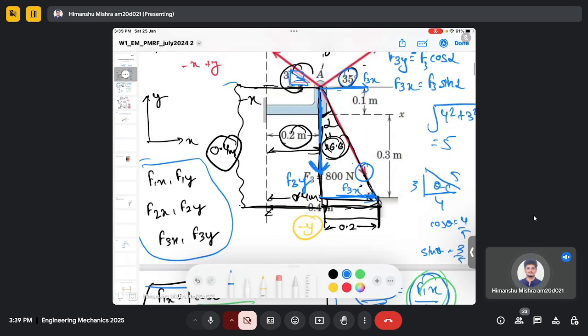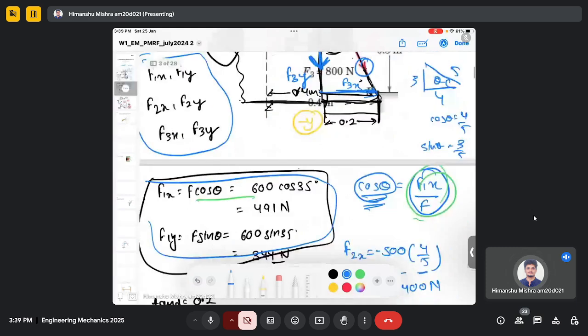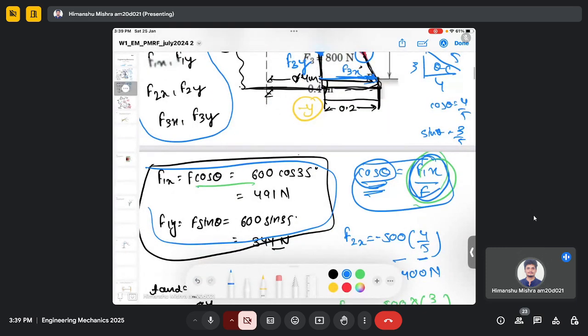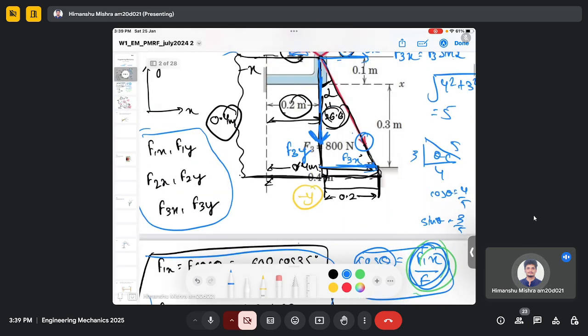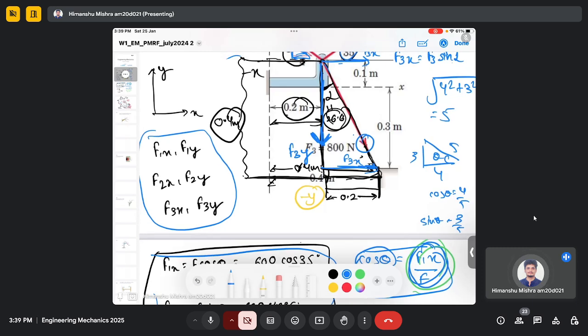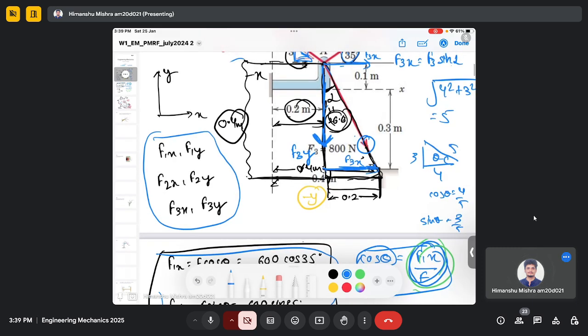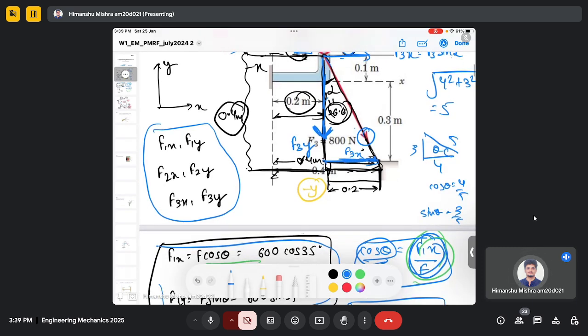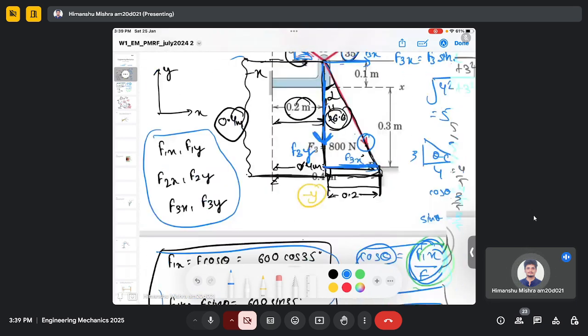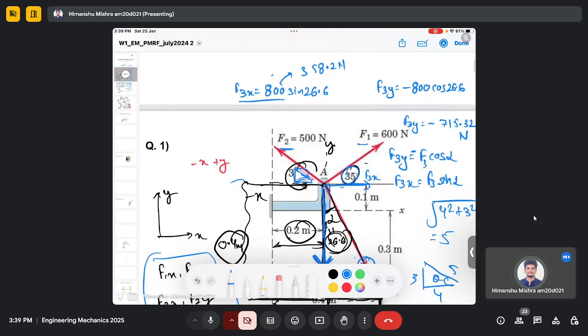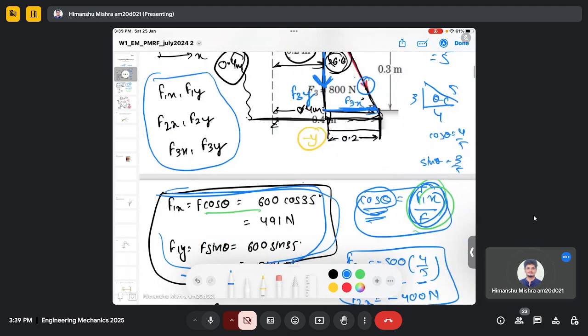When we have been given the triangle, we use the ratio of these trigonometric identities to calculate the components of forces. And when we have not been given anything, first we calculate the angle from the ratio of sides of the triangle. Once we got the angle, 26.6, we calculate the components of these forces by using these relations.